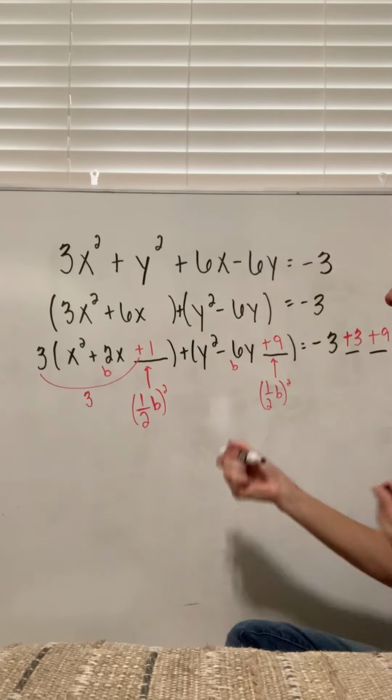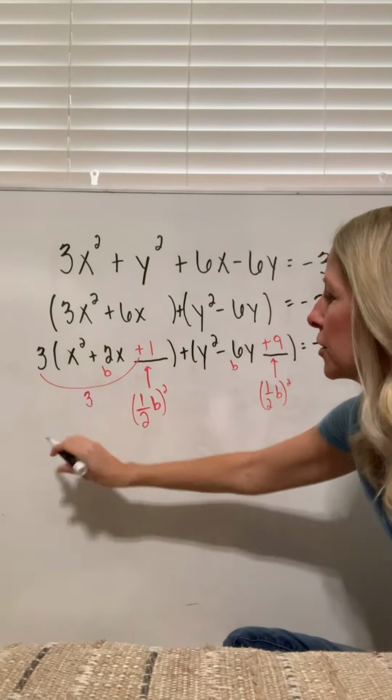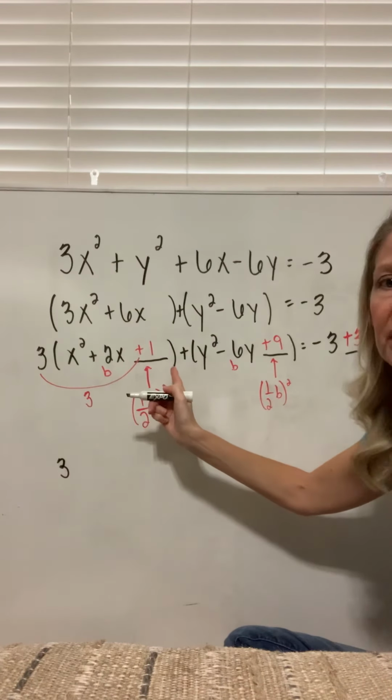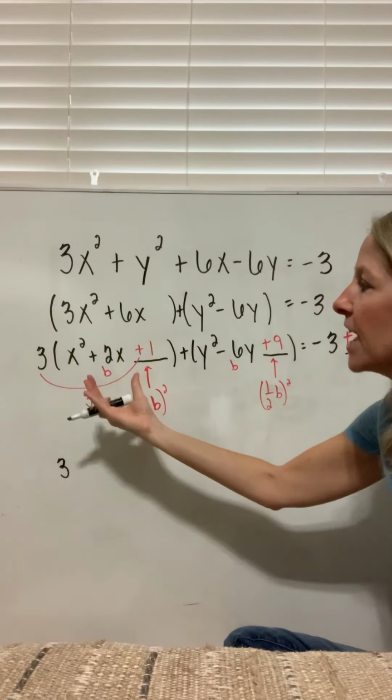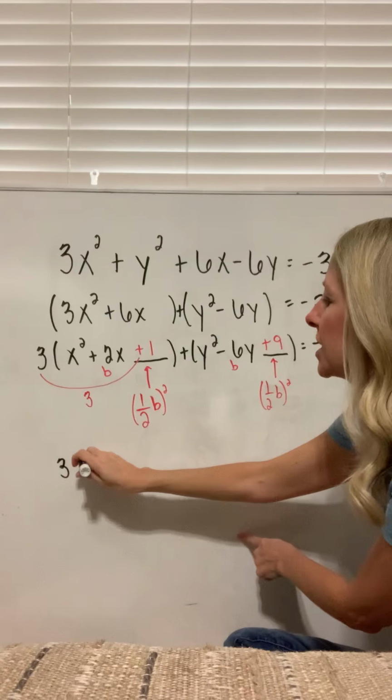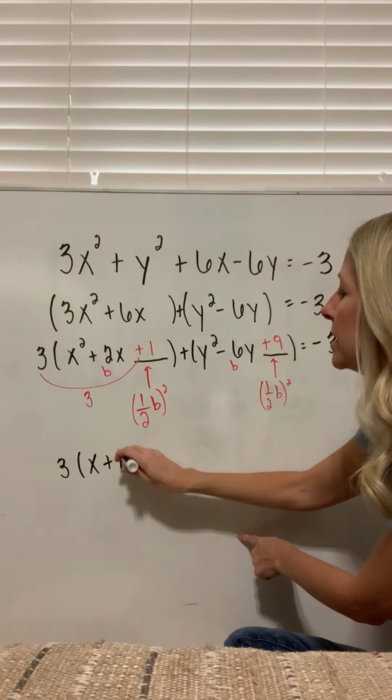Now, to keep going and simplifying, you've got a 3 out front. If I had said factor x squared plus 2x plus 1, that would factor to x plus 1 times x plus 1, which is the same as x plus 1 squared.